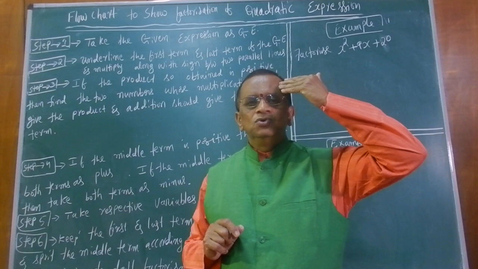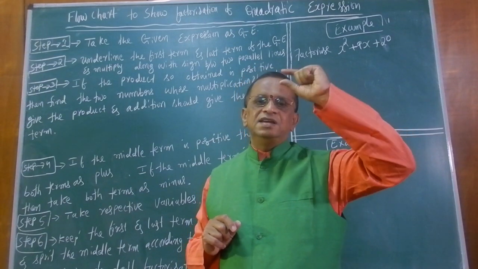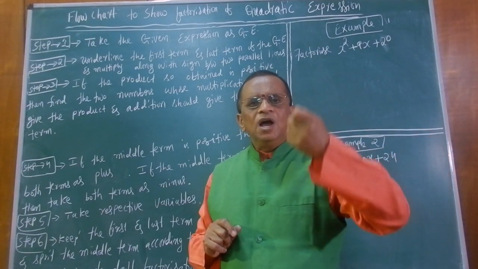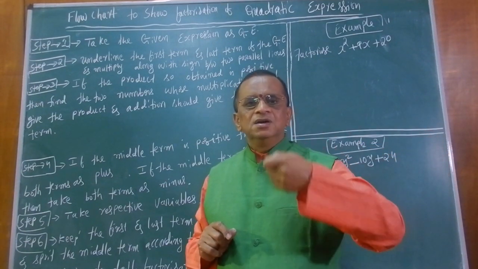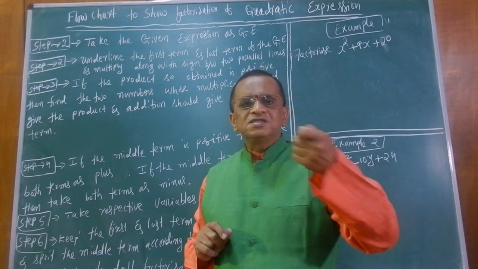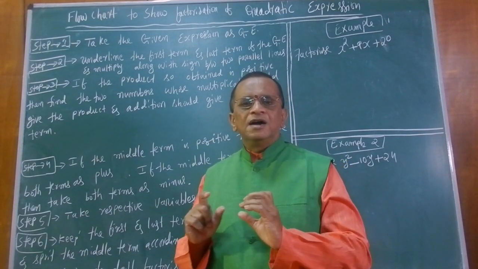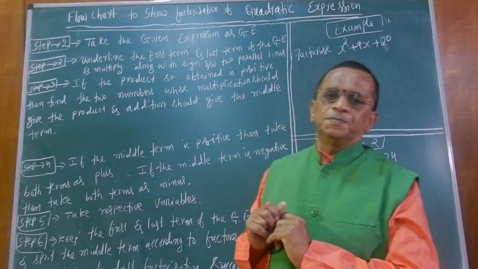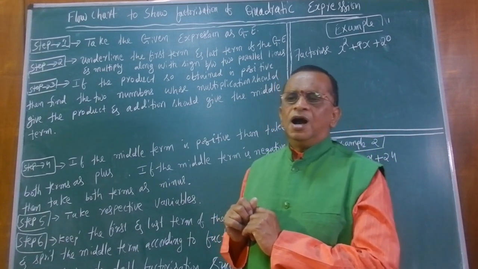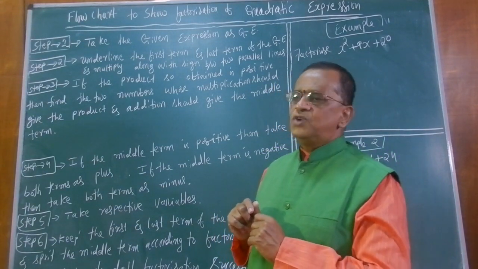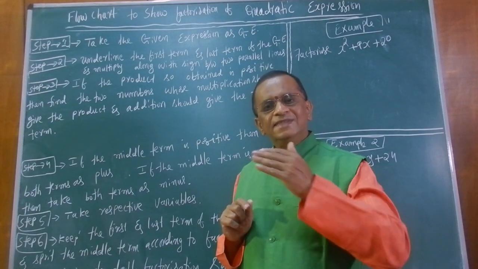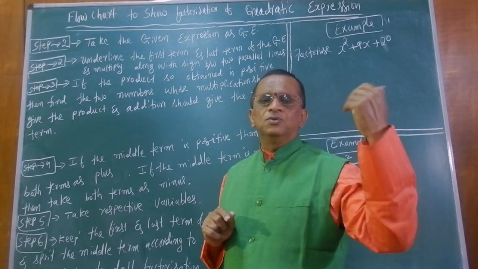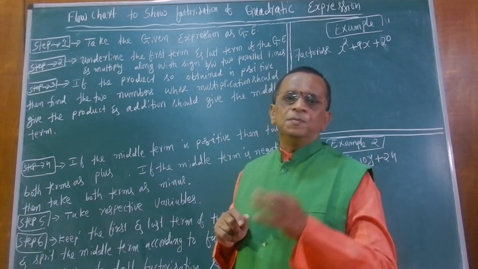What we have to think first by seeing a quadratic expression. Next, what we have to do? Likewise, we must do certain steps to find out the factors for the quadratic expression. So, I would like to explain the flowchart first and then I will take up a few examples, not one. I will take up around 4 to 6 examples to make it perfect.